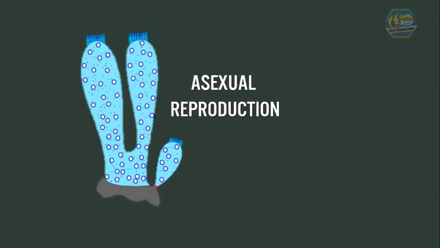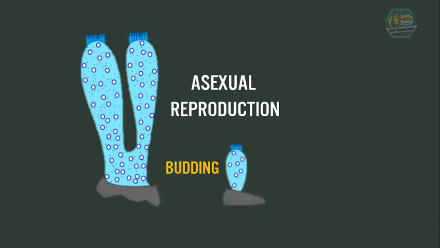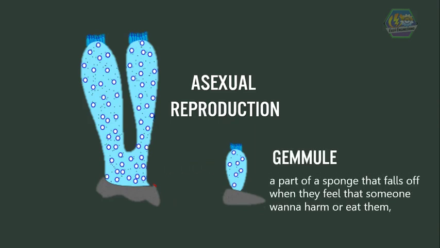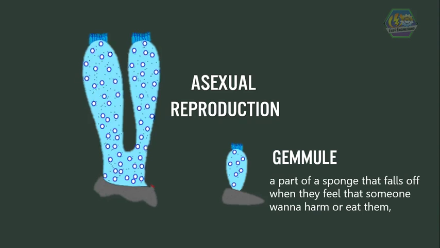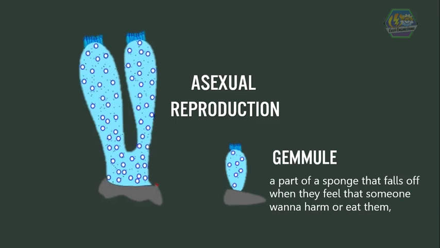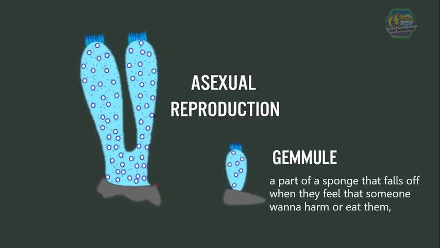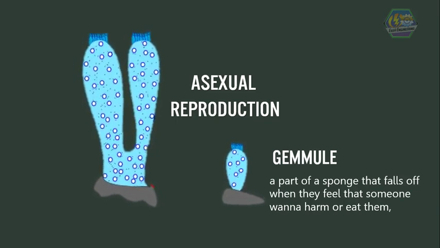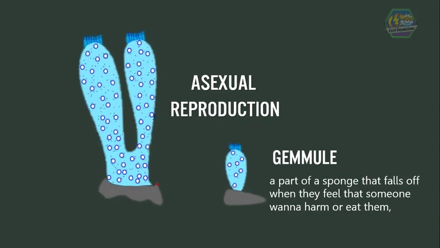Asexual reproduction in sponges is through budding, where a small piece of sponge falls off of the main sponge and grows into a new one, also called a gemmule. It is a part of a sponge that falls off when they feel that someone wants to harm or eat them, so that they still live even if their main body dies. In other words, they have tremendous regenerating powers.